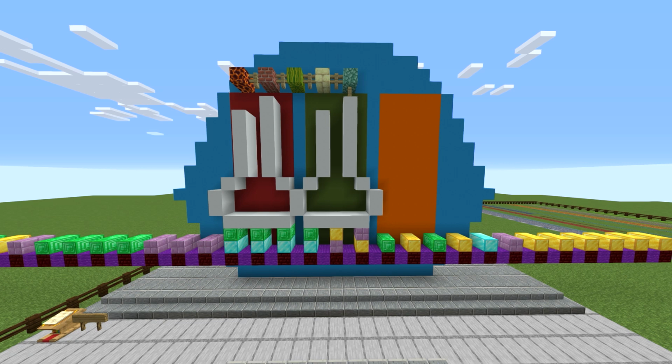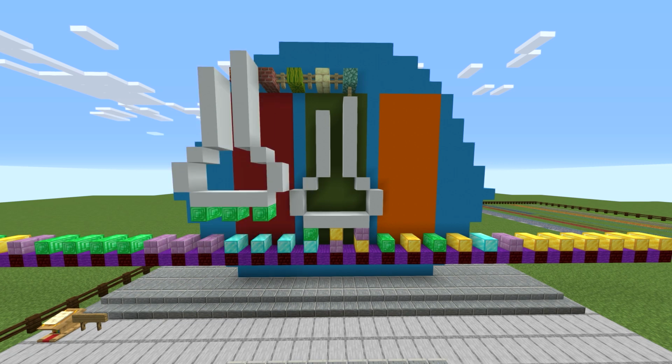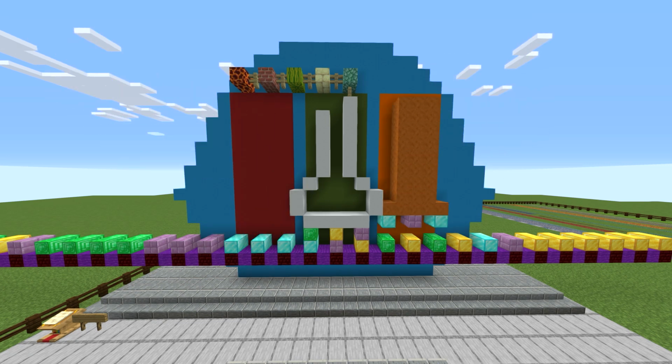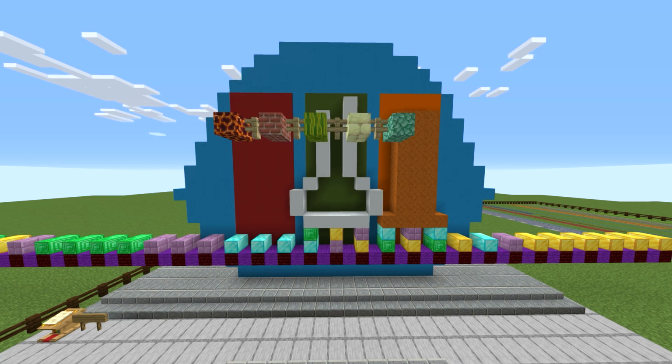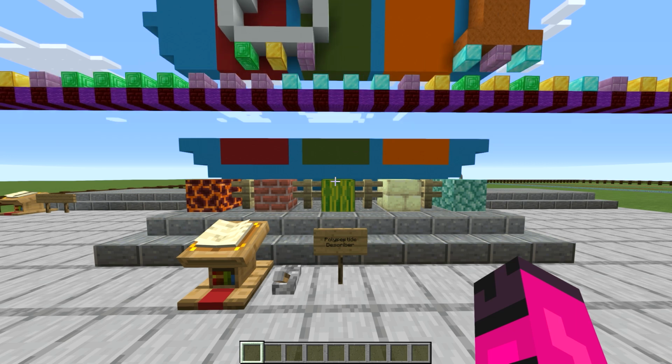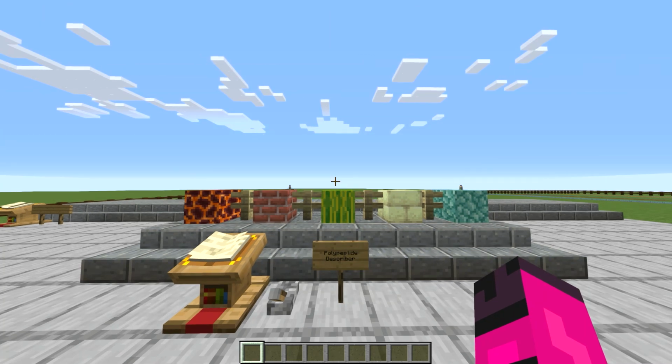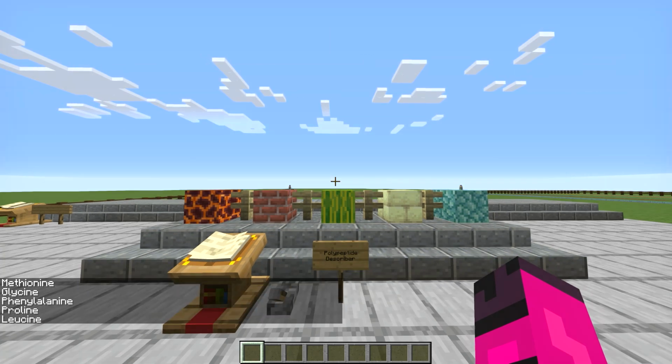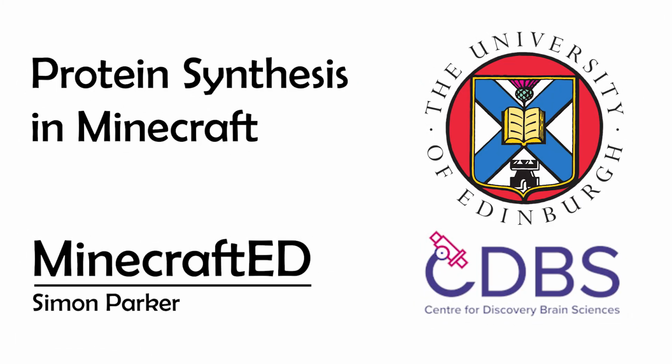All good things must come to an end, however, so once a stop codon enters the ribosome, termination begins. Instead of a tRNA, a release factor enters the A site. It cleaves the bond between the amino acid chain and the P site tRNA. The whole complex then dissociates, leaving only the polypeptide chain. In this case, Minecraft then tells you of its composition. And that is protein synthesis in Minecraft.